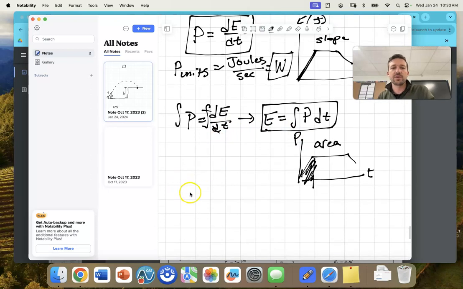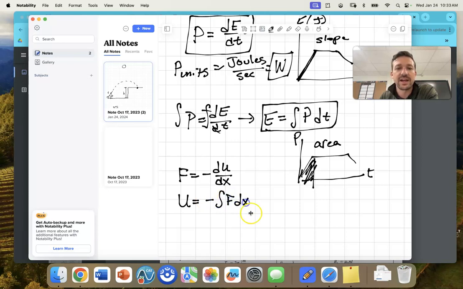Remember this one that we just recently did. We said force was equal to the negative derivative of potential energy with respect to distance. On the flip side, potential energy is equal to the negative integral of force dx. That is just understood. When they give you a derivative, you know the opposite of it is also a part of the formula charts that they give you.